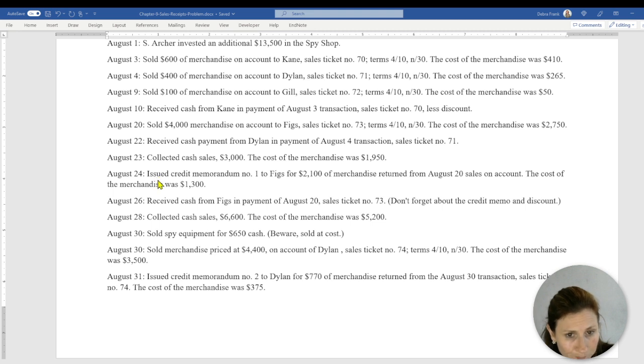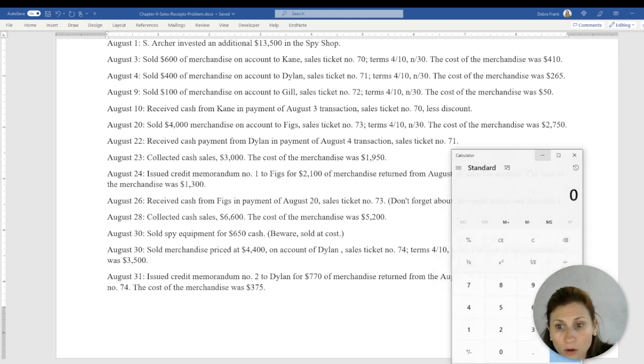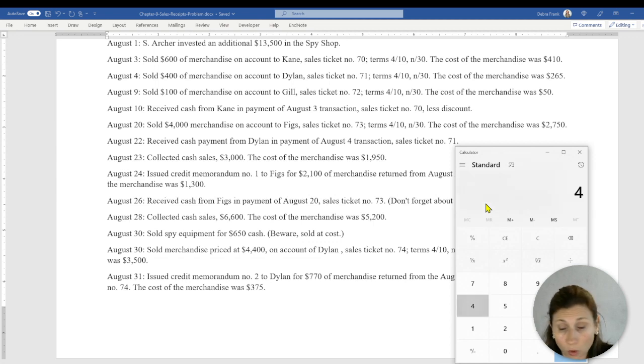There was returned merchandise for 2,100. So we know that they don't owe 2,100. Let's do the math. We have 4,000 that we sold, that Figs had owed us originally, but they returned 2,100. So that was 1,900, and they paid within the 10 days, so they get a 4% discount. Times 0.04, the discount amount is $76. So we need to remember that as well.